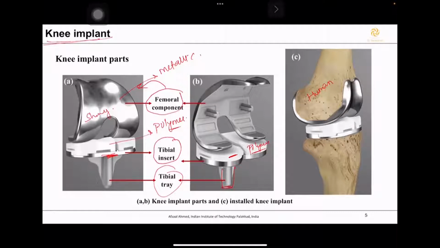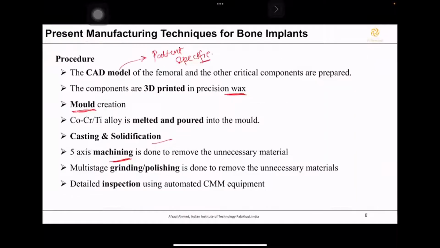If you have a lot of roughness on the surface, that may not work. That may not work for long, and you have to see the long lasting capability of these implants also, the longevity of these implants. It should last long, so that the patient does not feel any pain in the knee. So this step is ensured with grinding and polishing, and finally the inspection based on automated CMMs, and then packaging, boxing, and everything is done and sent to the hospital for the surgery.